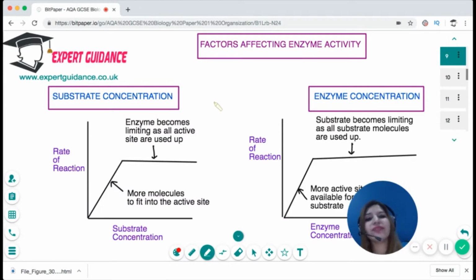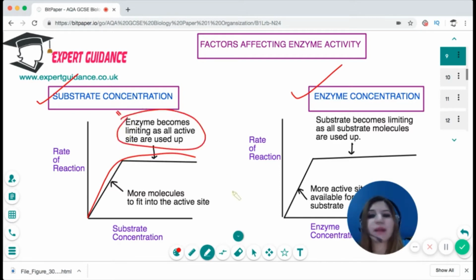Now, what are the factors that affect enzyme activity? Temperature and pH are one. We'll be discussing that. But the substrate concentration and enzyme concentration also affect the rate of reaction. As we increase the substrate concentration, there'll be more molecules to bind with the active site. Therefore, the rate will increase at the start, but after that it levels off because all the enzyme active sites will be used up, and then enzymes will become a limiting factor.